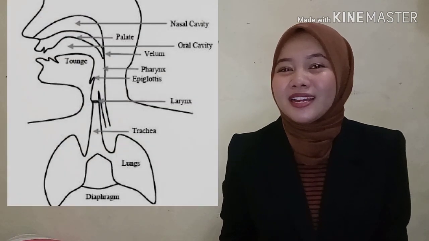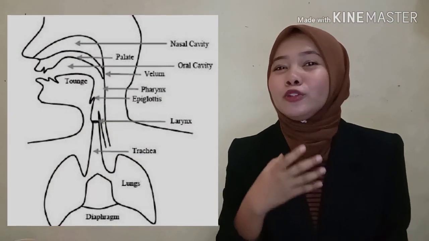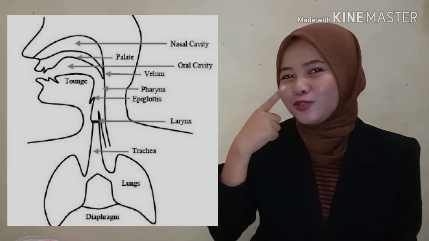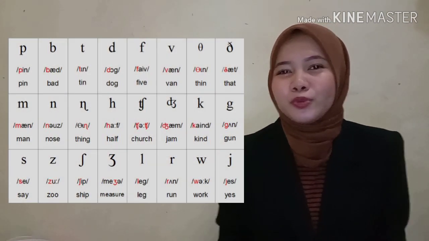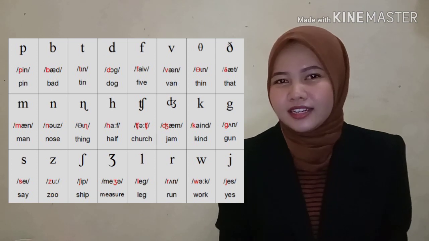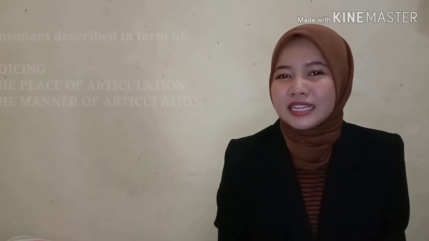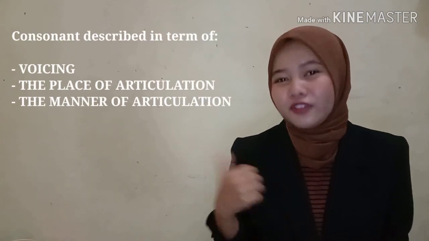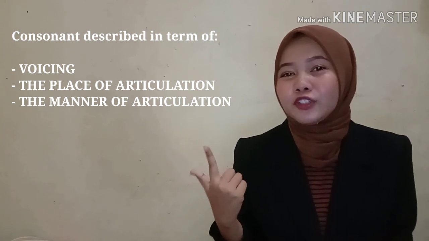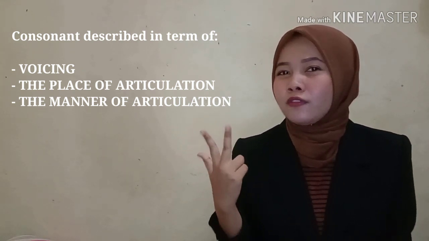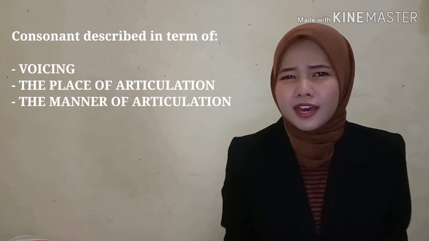Today, we are going to learn about consonants. Consonants are produced by pushing air up and out through the mouth and the nose. There are 24 consonants, and they are described in terms of voicing, the place of articulation, and the manner of articulation. But in this video, I just want to talk about the place of articulation.